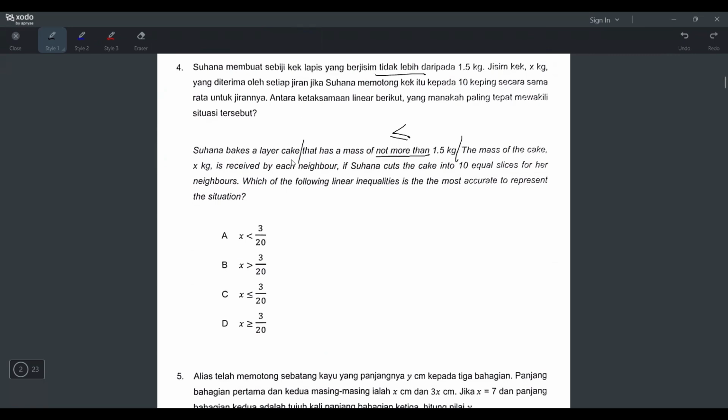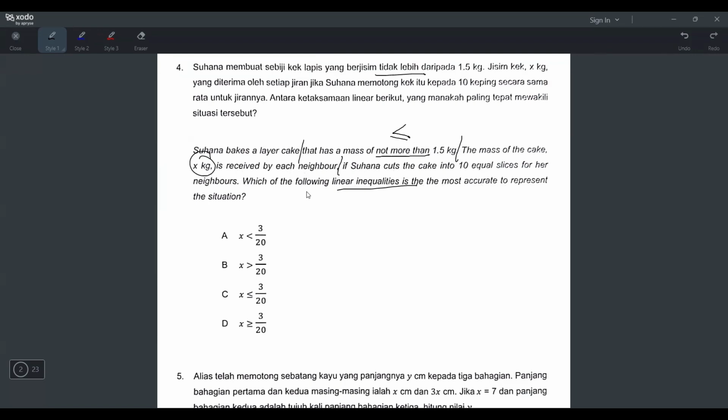And then they say the mass of the cake x kg is received by each neighbor. Okay, wait, let's read again. Bakes a layer cake, mass. Okay, so I think this is the whole cake mass, right? Not more than 1.5 kg. And then the mass of the cake, x kg, is received by each neighbor. Okay, understand? If Suhana cuts the cake into 10 equal slices for her neighbors, which of the following linear inequalities is the most accurate to represent the situation?